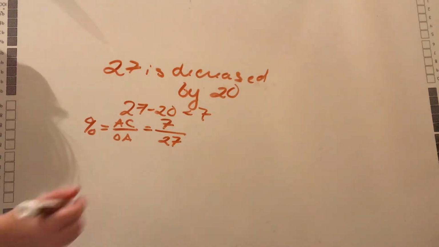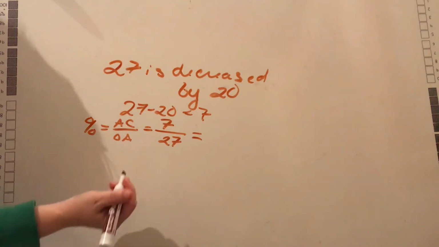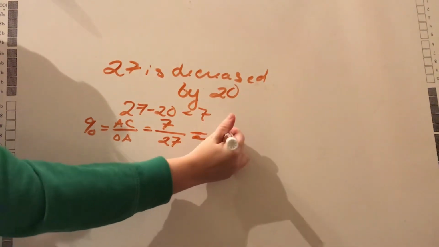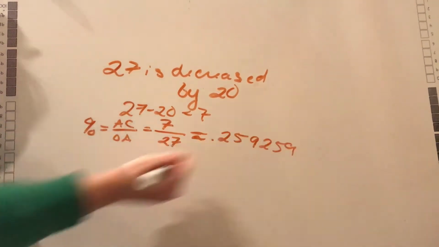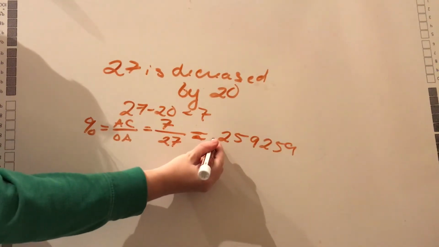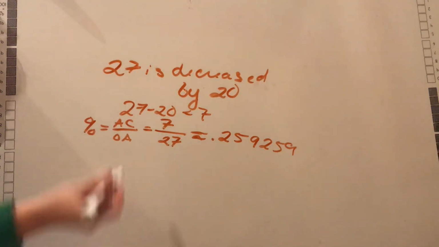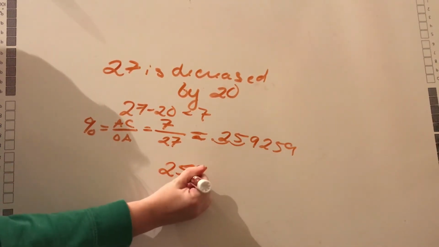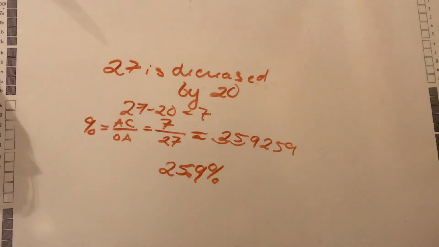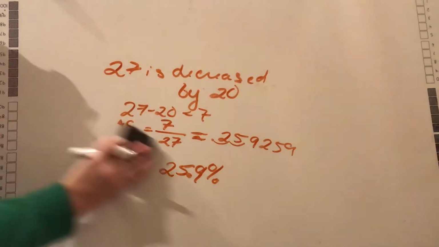Now, if you divide that, you'll get a very long decimal of 0.25929. And remember, when we do percents, we move our decimal 2 spots over, and we get 25.9%. Okay? So the percent of decrease was 25.9%. It decreased by 25.9%. All right, let's try another example, because there's a lot of steps to get these answers.